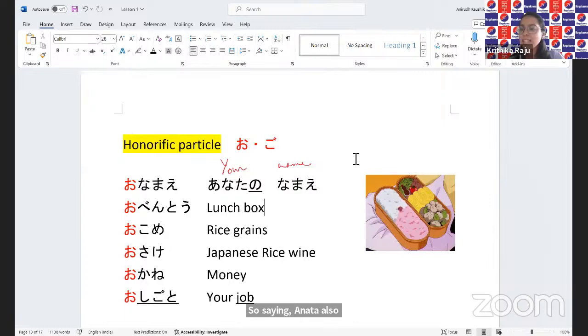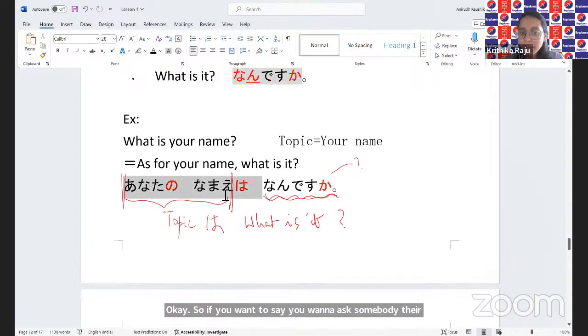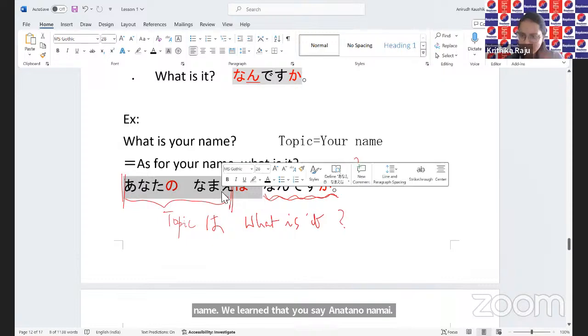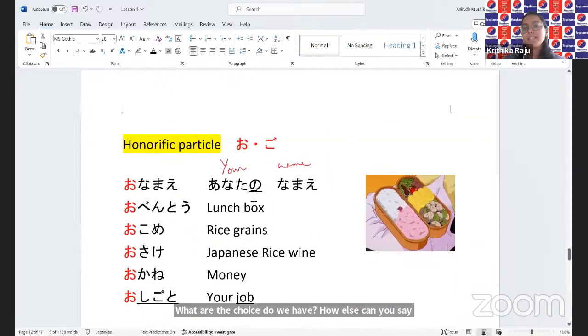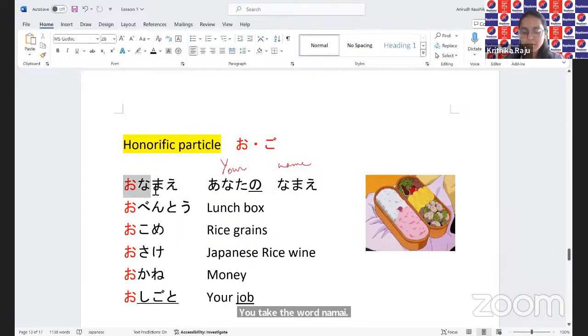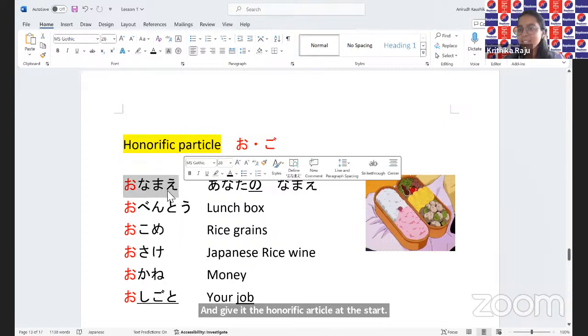Okay. So if you want to ask somebody their name, we learned that you say anata no namae wa nan desu ka? What other choice do we have? How else can you say that, right? You say anata no namae. But that is where this honorific particle comes to the rescue. Instead of saying anata no namae, you take the word namae and give it the honorific particle at the start. Onamae. Since you will not refer to your own name as onamae, you will refer to the other person's name as onamae.